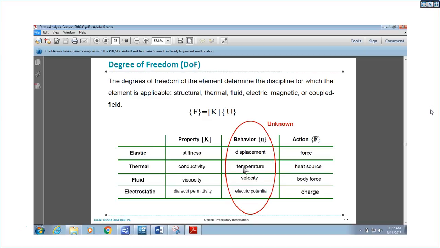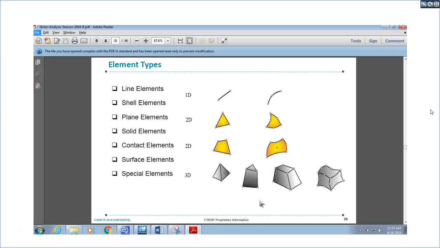In all these, the primary thing is we solve the finite element equations, complex equations, only to determine U values, which for stress analysis is displacement, for thermal is temperature, for fluid is velocity, and for electrostatic is electric potential. And coming to element types, we have various types of elements available.